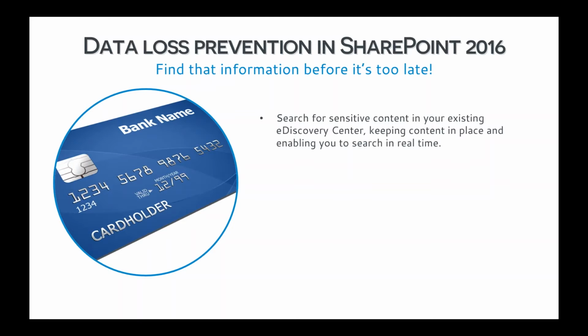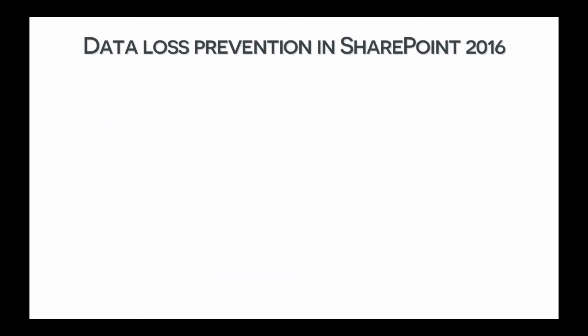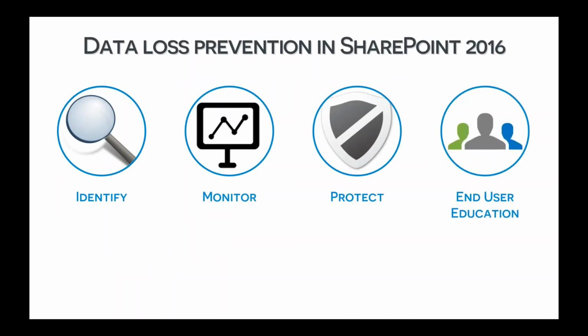DLP is really used to find credit cards, to find passport numbers, bank accounts, and a total of 51 information types that you can find in SharePoint. And if you have a hybrid setup, you can search across SharePoint 2016, OneDrive for Business, SharePoint Online, so from one place, you can find all of them. If we look at the goals of DLP in SharePoint 2016, the four main topics are identify, monitor, protect, and end user education.